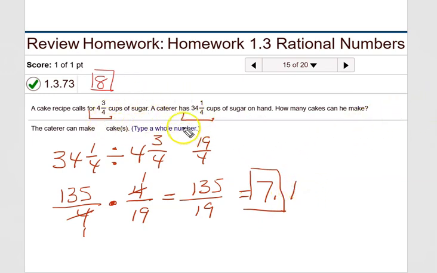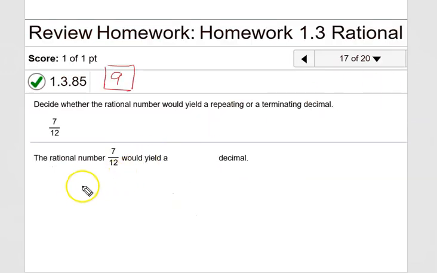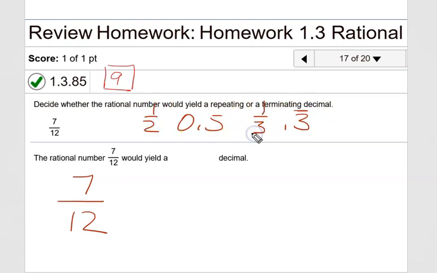Okay, again, knowing the background operations for fractions, converting them from mixed numbers to improper fractions, knowing the rules of dividing fractions to convert it to multiplication. This is all part of our background work. Now for number 9, we have the fraction 7/12, and we're wondering if it terminates, such as 0.5, or if it repeats, such as 0.3. This would be 1/2, and this would be 1/3.